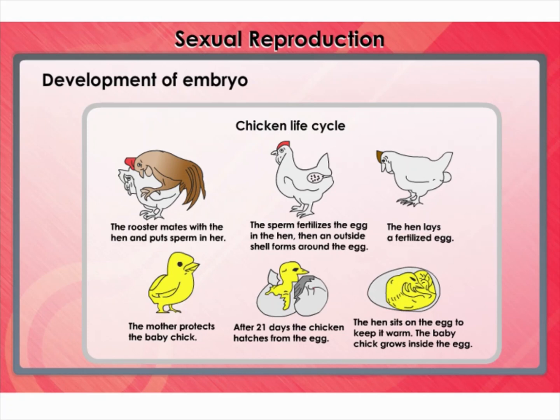The embryo takes about 3 weeks to develop into a chick. You must have seen the hen sitting on the eggs to provide sufficient warmth. After the chick is completely developed, it bursts open the eggshell.